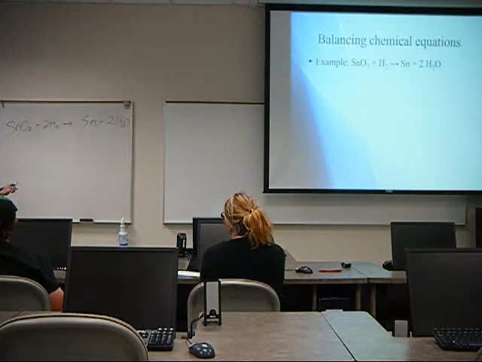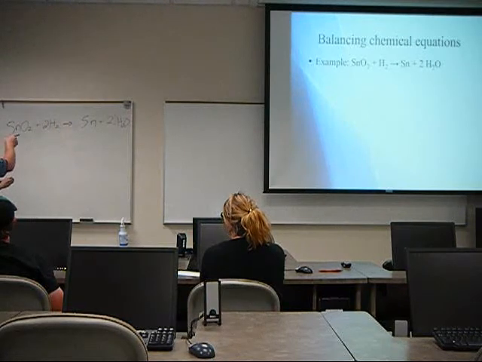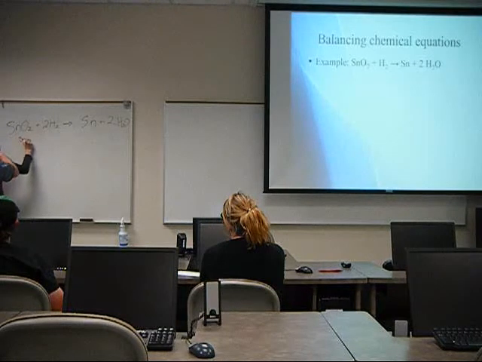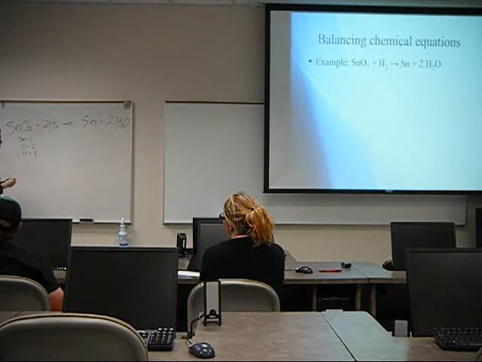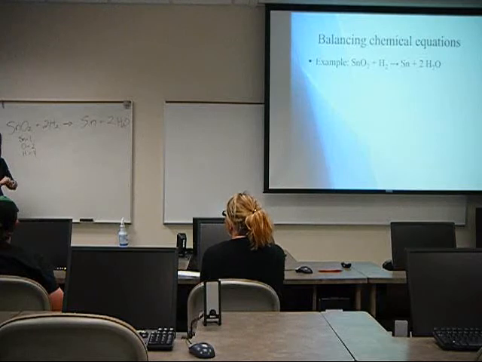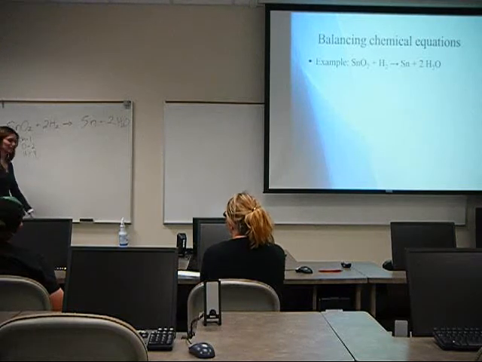Okay. So, we've got 1 tin on both sides. We've got 2 oxygens on both sides and 4 hydrogens on both sides. That looks balanced to me. Anybody else see a problem with that? Or does that look good? Okay, thank you, Ms. Smith. Thank you.